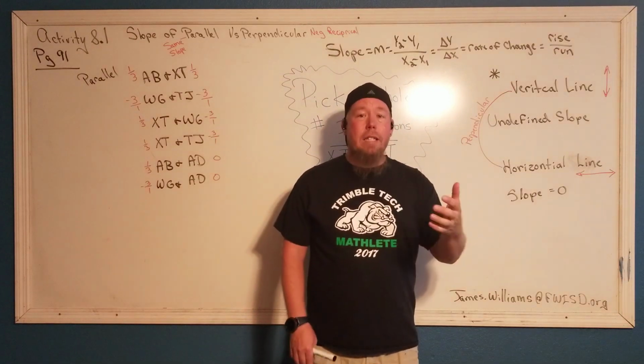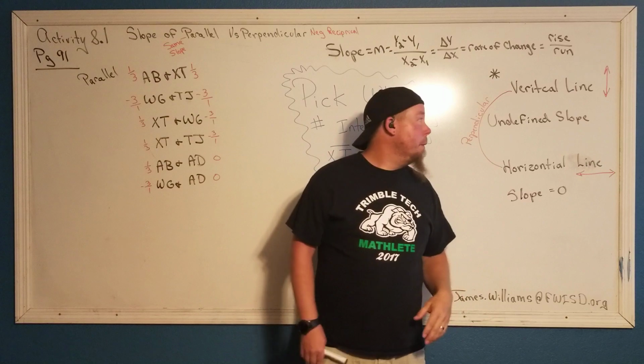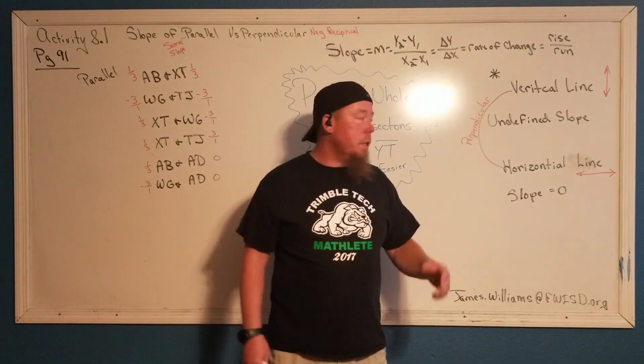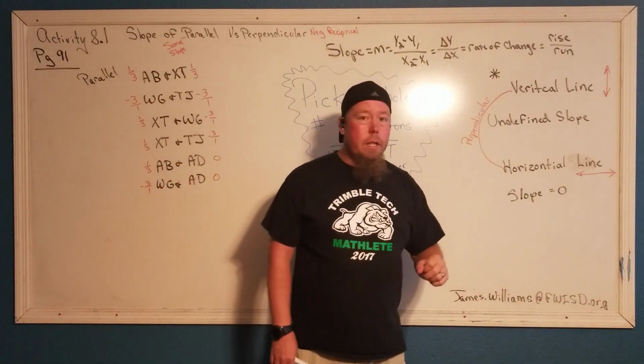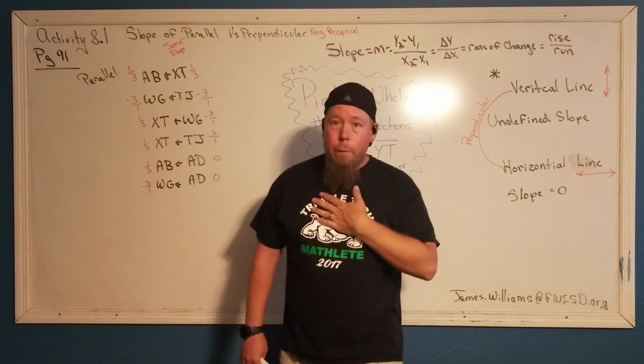Now, here's the nice thing. If you get a vertical line and they ask you for slope, the slope's not defined, doesn't exist, whatever. A horizontal line automatically has slope 0, and those are perpendicular to each other, okay? So that's just something to keep in mind, maybe put in your notes. Now, back to what we were talking about.